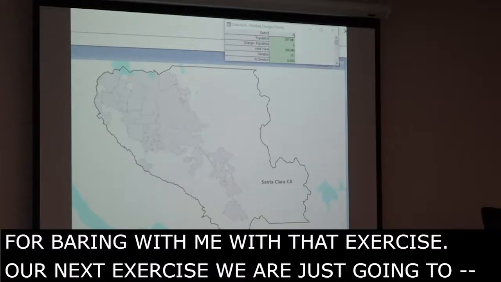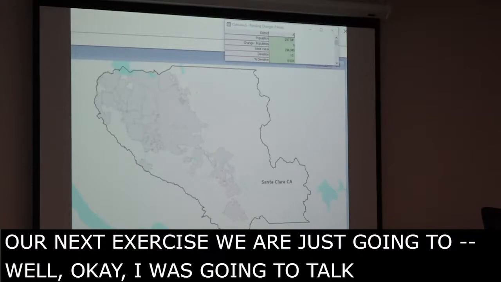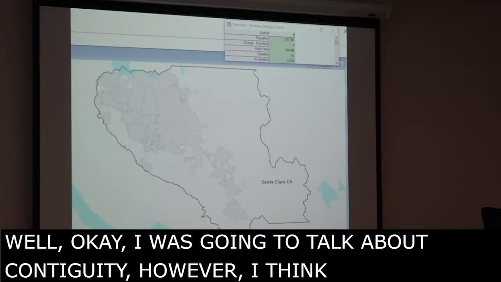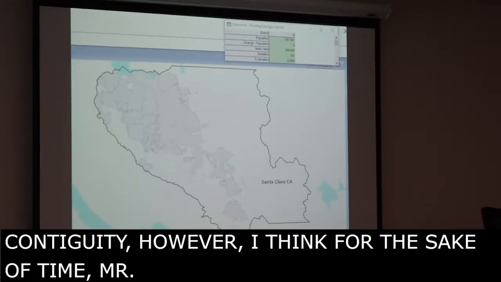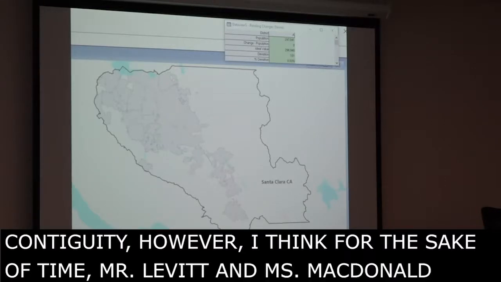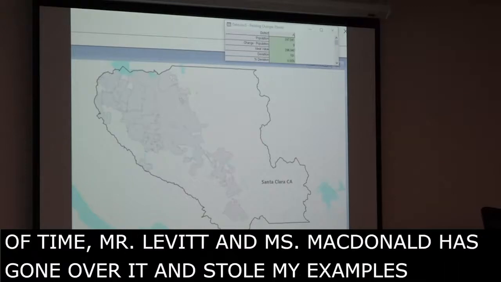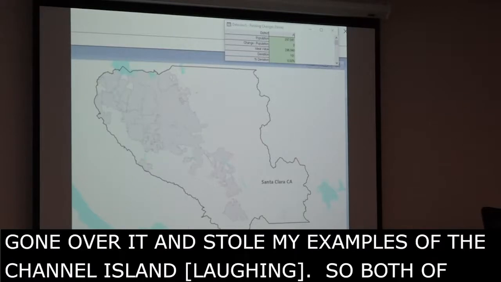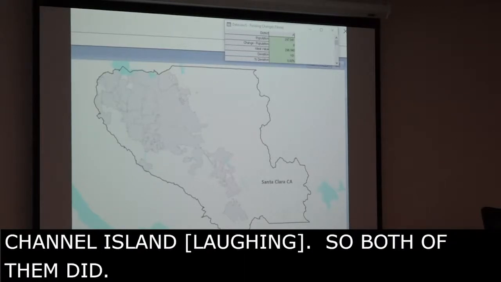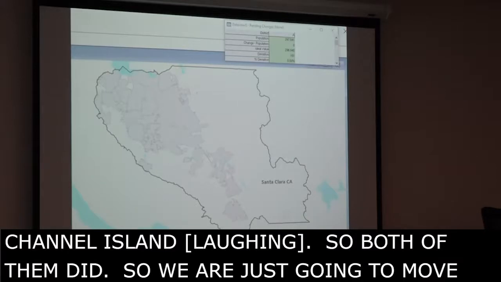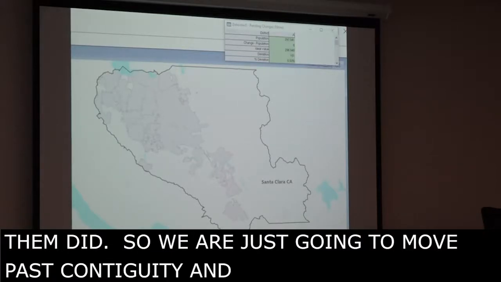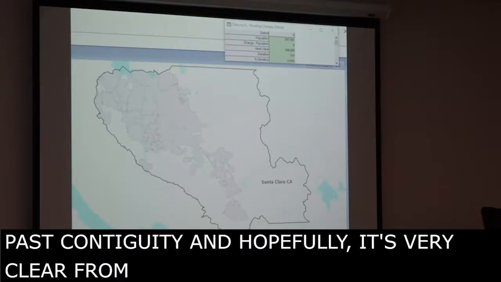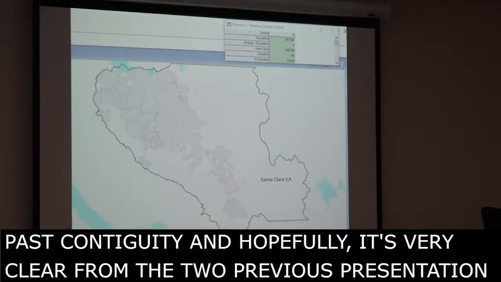I was going to talk about contiguity. However, I believe that just for the sake of time, Mr. Levitt and Ms. McDonald have also both gone over contiguity there and stole my examples of the Channel Islands. So both of them did. So we're just gonna move past contiguity and hopefully it's very clear from the two previous presentations, issues concerning contiguity.